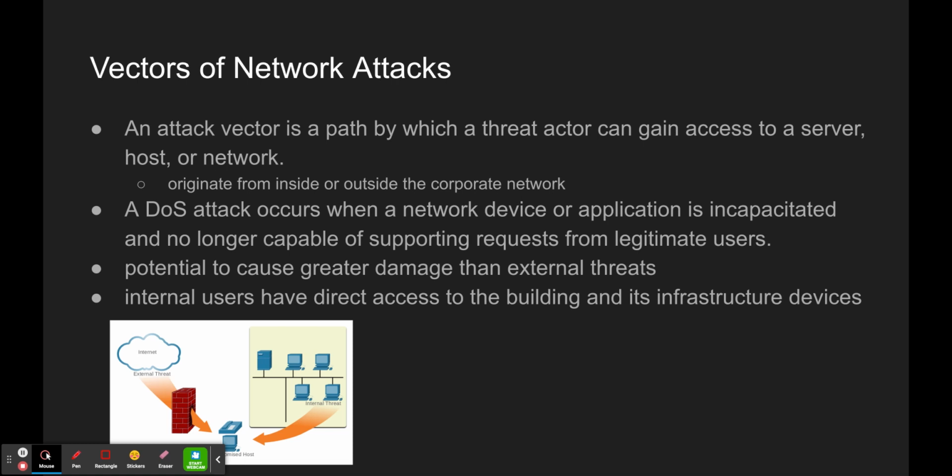So, vectors of network attacks. An attack vector is a path by which a threat actor can gain access to a server. So they mostly do that, and once they get inside a corporate network, they do a DDoS attack, which occurs when a network device or application is incapacitated and no longer capable of supporting requests from legitimate users. DDoS attacks are more prevalent from internal than external sources, because it's a lot easier to do damage from inside a network than from outside a network. And internal users have direct access to the building and its infrastructure devices.